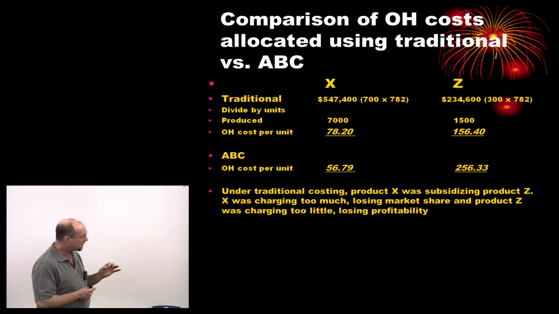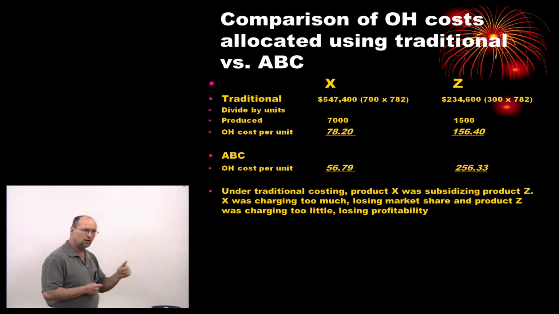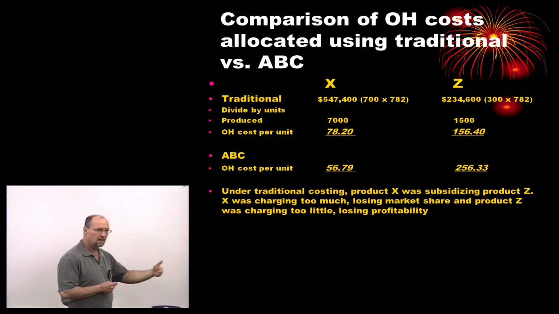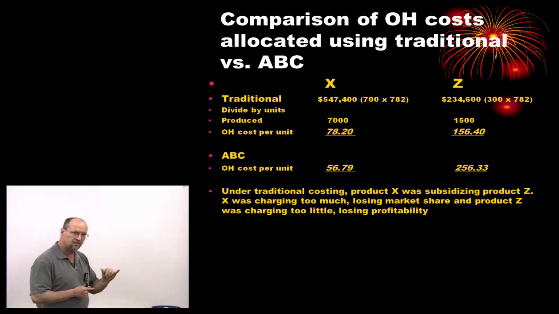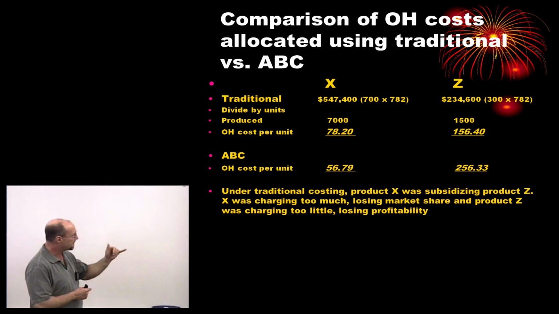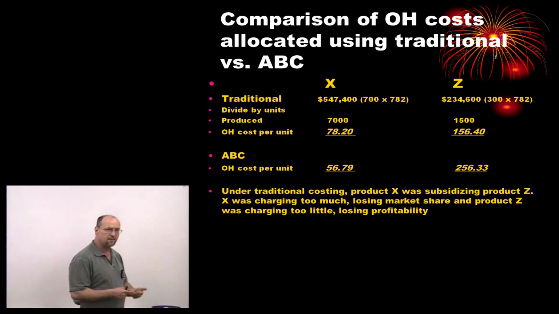A more careful analysis of overhead costs using activity-based costing will show us that under the old method, X was subsidizing some of the overhead costs of Z. Z is really a more expensive unit. So we can reduce our price of X, hopefully gain market share, be more competitive, and for Z, we may have to raise the price, or else we're really cutting into our profitability. Under the traditional method, with X overpriced and Z underpriced, our pricing strategy may not have been optimizing our profit.